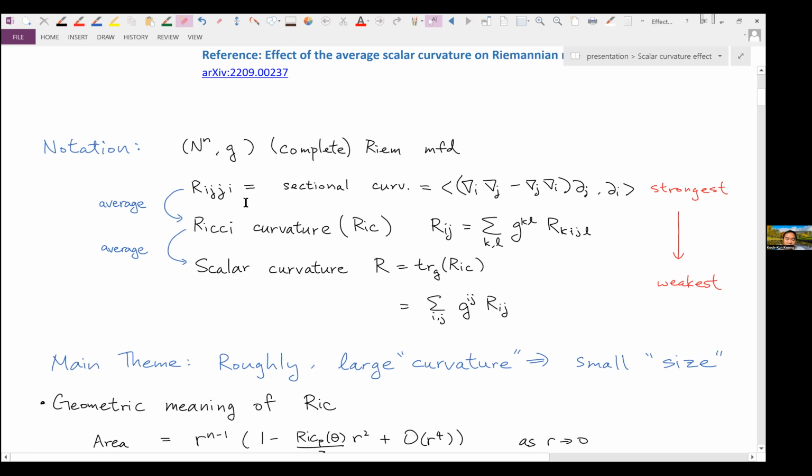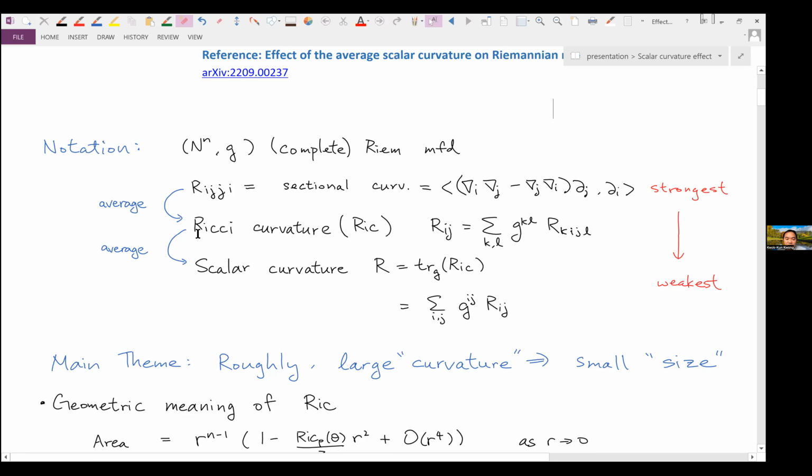The Ricci curvature is actually the average of the sectional curvature in some sense. This is a 2-tensor, which I write as R_ij, and this is nothing but taking the trace of the sectional curvature with respect to, let's say, the last and the first indices. As an average, of course, it's a weaker curvature. I'll explain the geometric meaning of the Ricci curvature and also the scalar curvature later on.